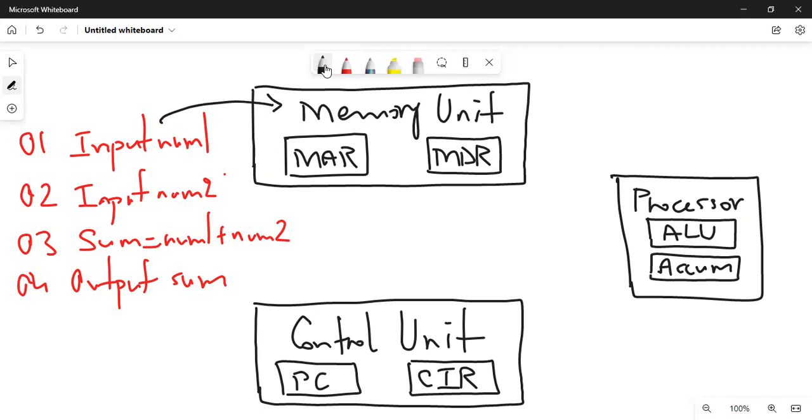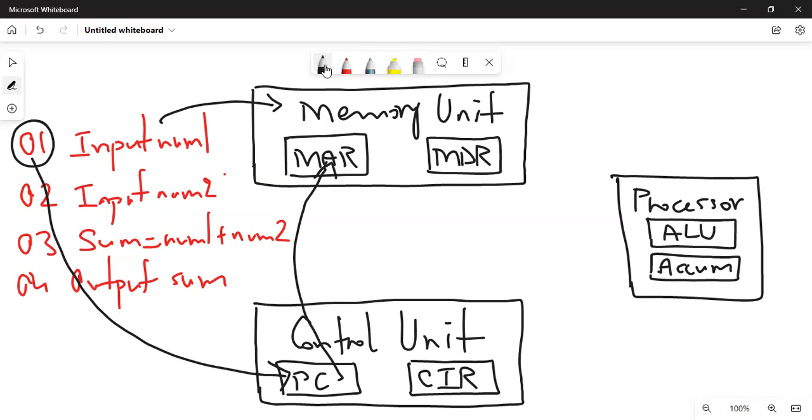Now let's see how each instruction will be fetched and how each instruction will be executed on the computer. When the program starts for the first time, the address of the first instruction, that is 01, will go inside the register PC. From this PC, this address will be transferred into the MAR register, which is the memory address register.